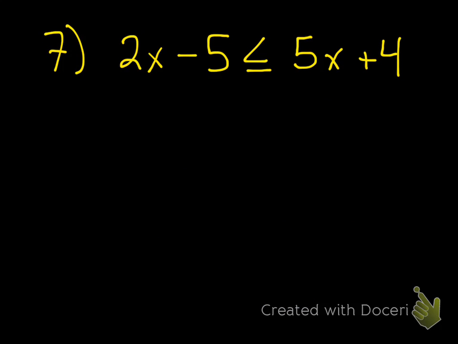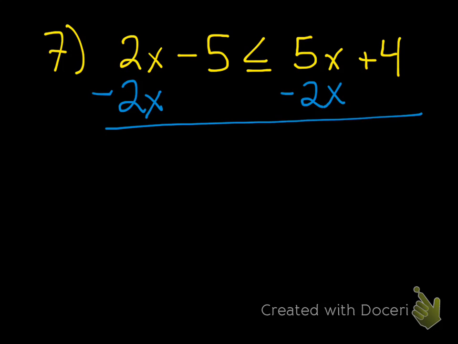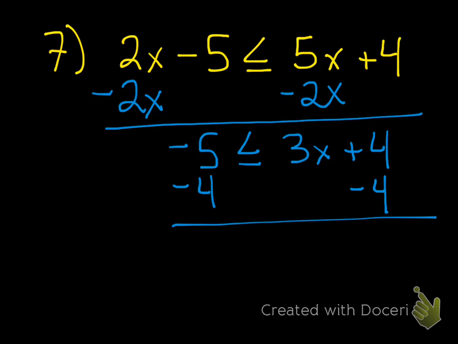All right, number 7. Same thing. Remember, we have variables on both sides. We always want to try to get positive variables. It just makes it easier. So I'm going to move my variables. I want to go ahead and subtract 2x from both sides because, again, I don't want to have a negative variable. So I get negative 5 is less than or equal to 3x plus 4. All right, so now I'm going to subtract 4, then I get 3x is greater than or equal to negative 9.